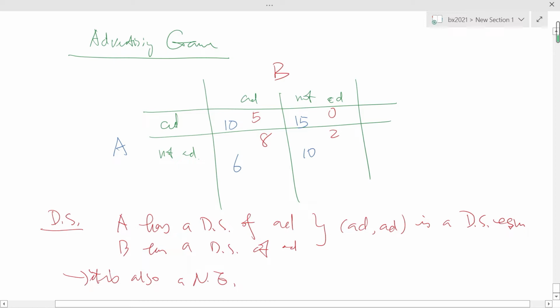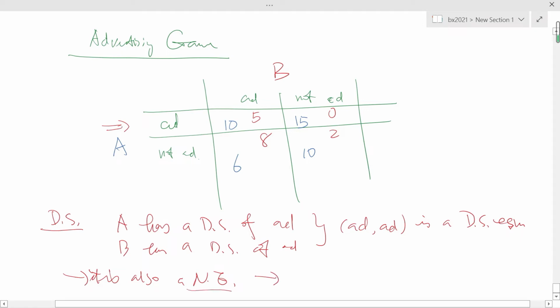Given that B advertises, will A deviate from advertise to not advertise? Deviation will decrease the payoff from 10 to 6. So the answer is no. Given that A advertises, will B deviate from advertise to not advertise? No, because deviation will decrease the payoff from 5 to 0. So given the other player's strategy, nobody has an incentive to deviate. So indeed, this is also a Nash equilibrium.